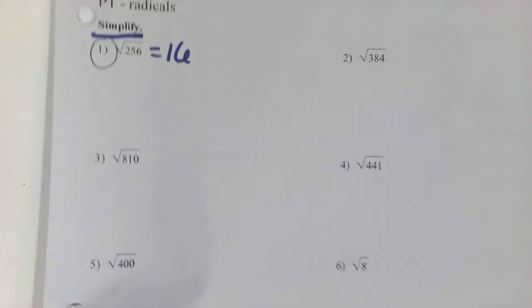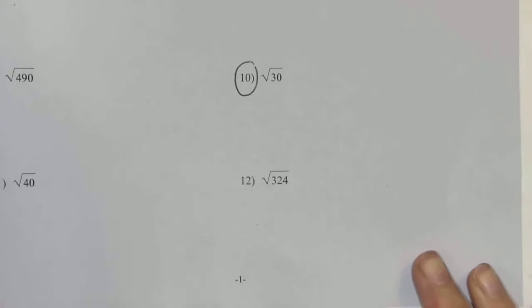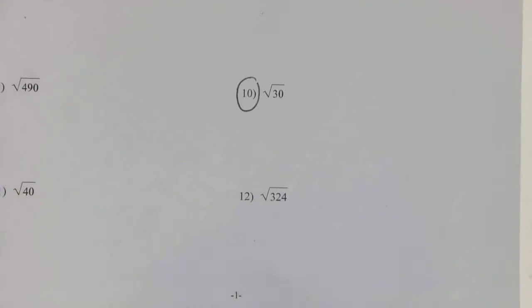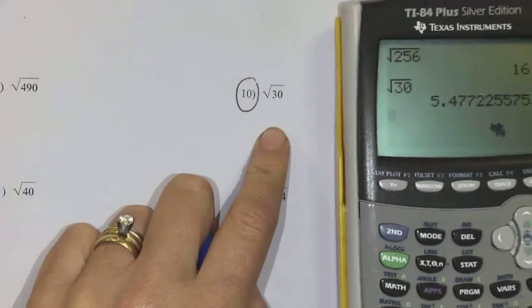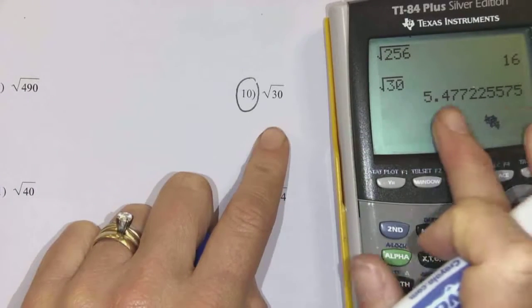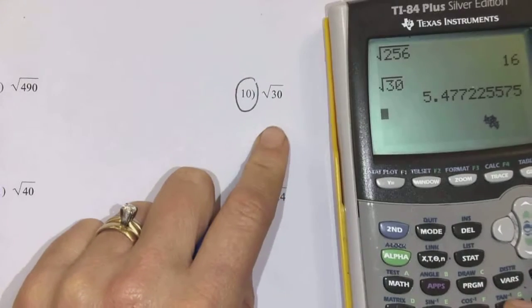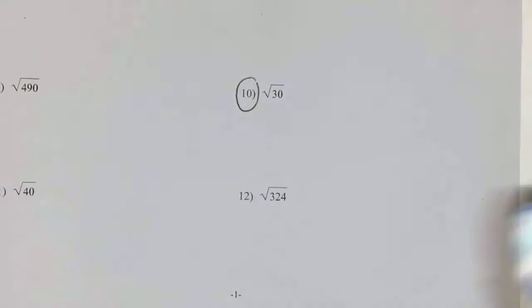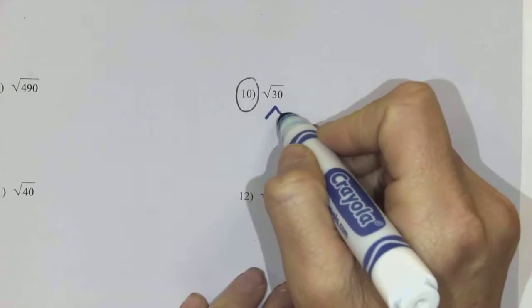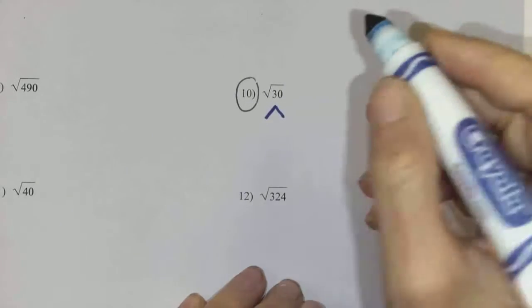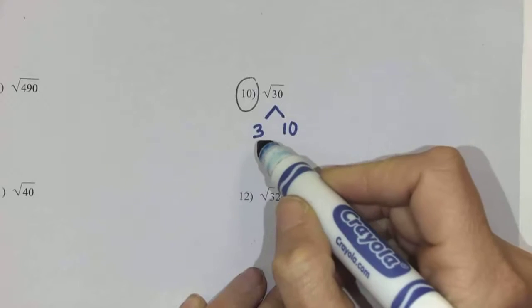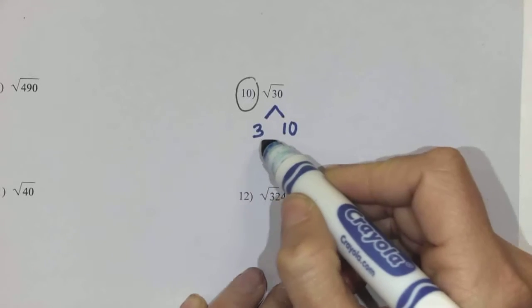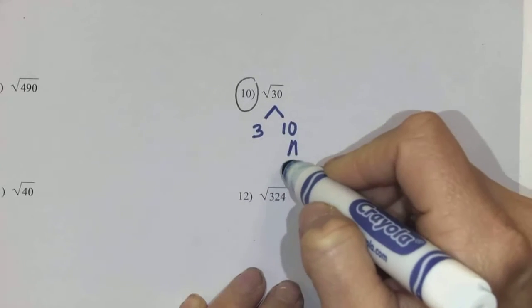Another one I'd like to show you would be number 10 on this paper. If I do the square root of 30, it does not come out pretty. I get this long, crazy decimal. This is when I want to try to break it up. To start, I usually try to think of any numbers that multiplied together give you 30. I'm going to try 3 times 10. 3 is prime, so I'm going to stop there. But 10 I can break up into 2 and 5.